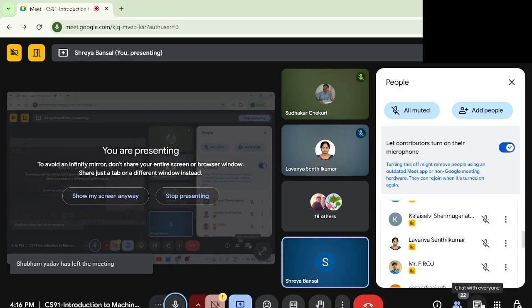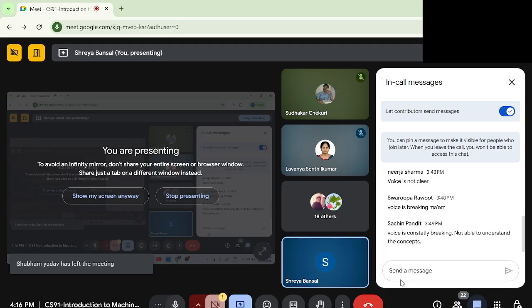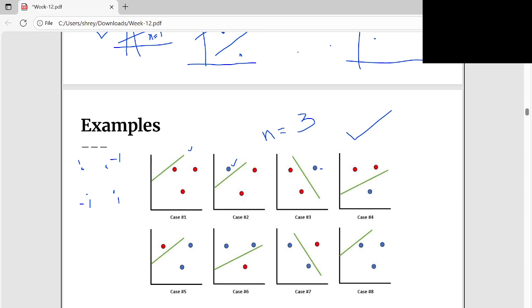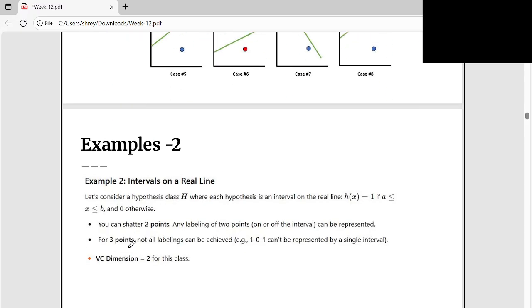No, correct. So this set of 4 points cannot be shattered by 2D lines. If it is not shattered, we stop here and we say that the VC dimension of 2D lines, meaning linear classifiers, is 3. Okay, so this is how you calculate the VC dimension. Next example is also shown here.